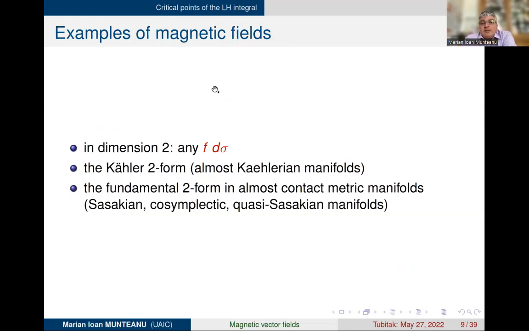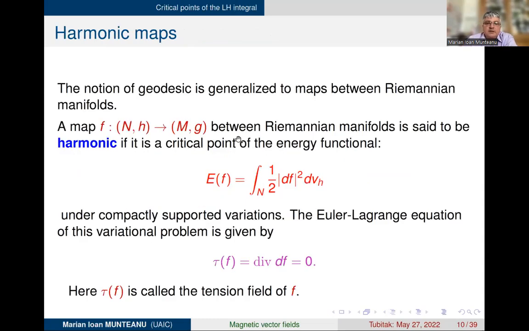Okay, some examples of magnetic fields F. In dimension two, any function f multiplied with the area element is a magnetic field, because if we take the differential here, you obtain a three-form that should be 0. If we work in a Kähler manifold, or almost Kählerian manifold, the Kähler two-form is closed. And this is for even dimension. For odd dimension, we have the notion of almost contact metric manifolds. And here we have as examples Sasakian, co-symplectic, and quasi-Sasakian manifolds, where the fundamental two-form or the contact two-form is closed. Okay, so these are very good candidates for studying magnetic curves.